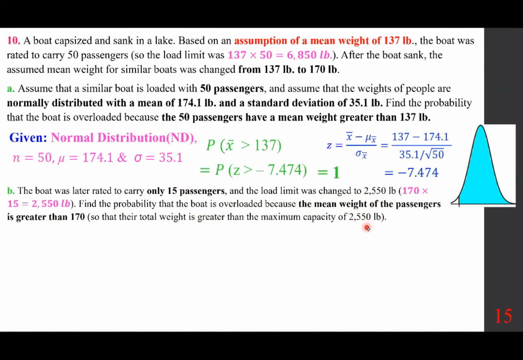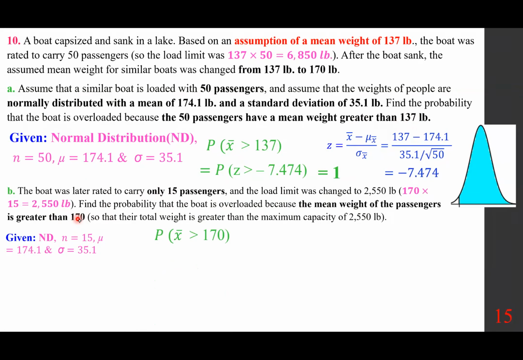So we are basically looking at the same situation here. The thing that has changed, n is 15 here. So we have a normal distribution. We are changing the n to 15, everybody. And again, probability of x bar, but this time larger than 170. See, over here was 137. We have 170. Probability of x bar larger than 170.